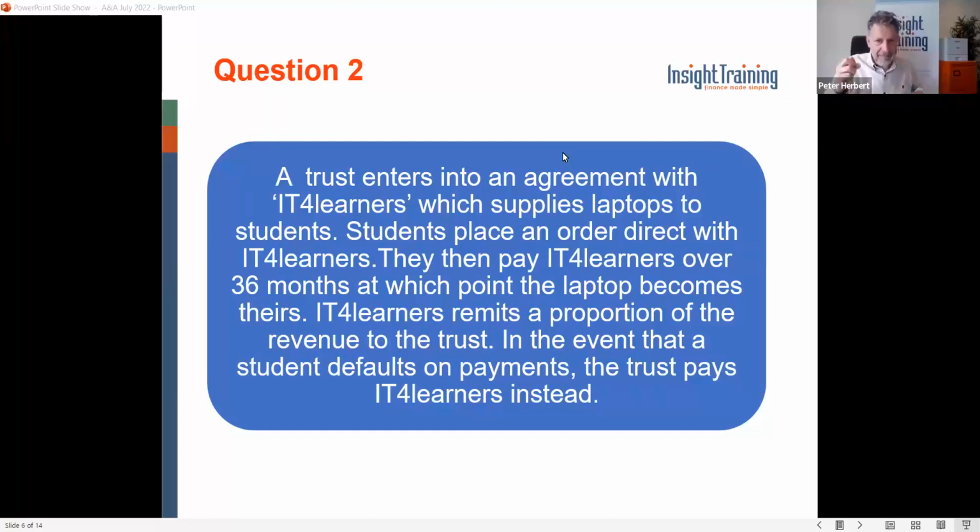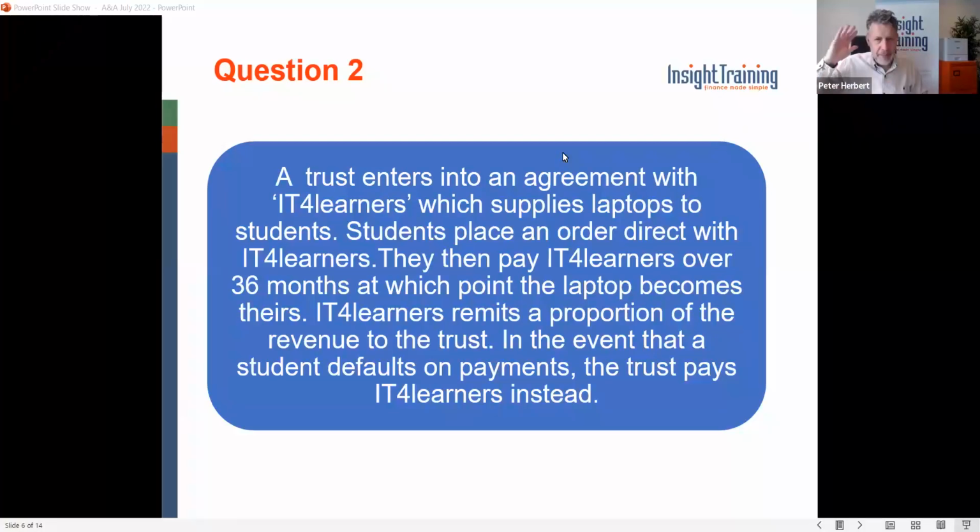Or in this case, is the trust quite simply a conduit to get the supplier in touch with the student in the example? Now, it will depend on the actual terms of the agreement, but this to me feels more like we, the trust, are agents rather than principal to the transaction. Therefore, the transaction itself will not wash through the trust's account.